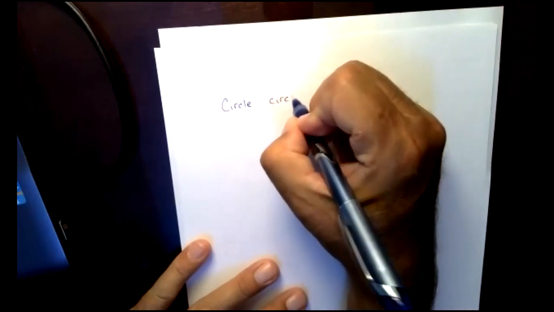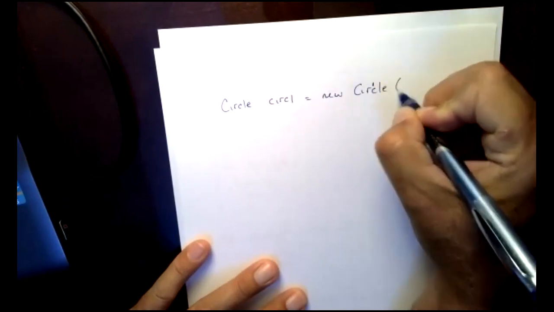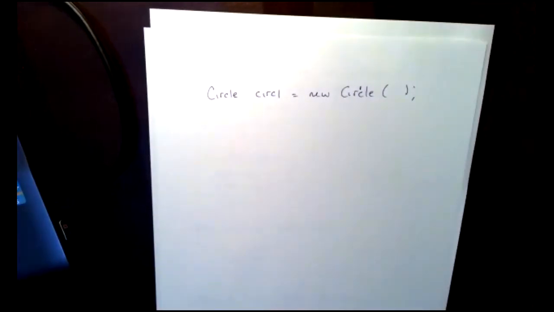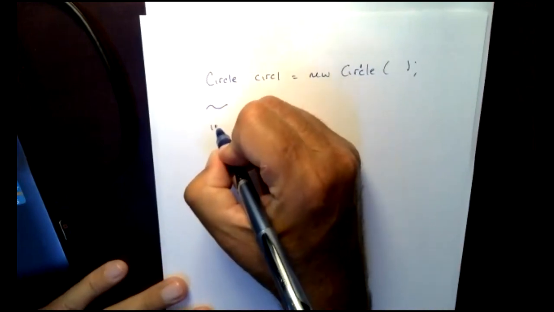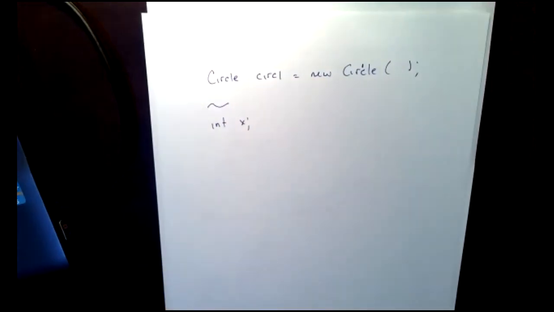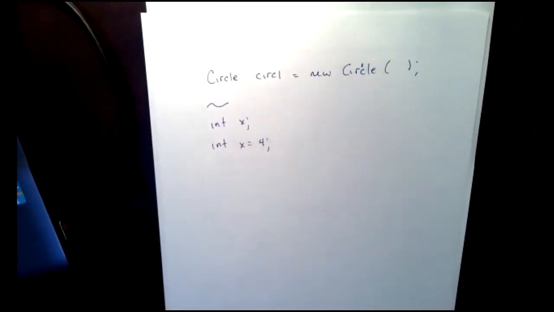For example, we said Circle, and we said circ1 equals new Circle, and then we had empty parentheses. And that was how we did this thing called instantiating an object. Well, I'm going to back up and talk about something similar. Remember when I said int x, way back when? Well, int x created a memory space for us to store integer values in a variable x.